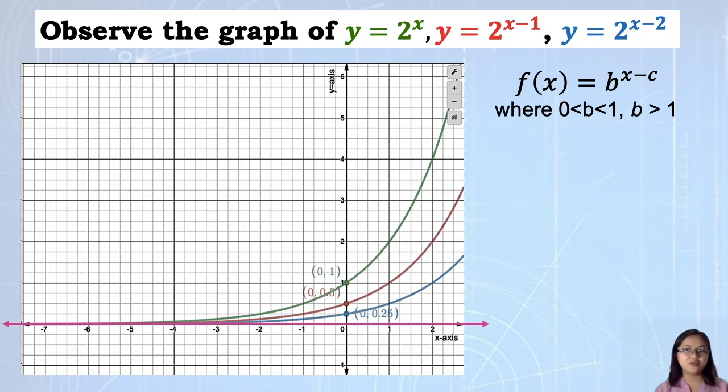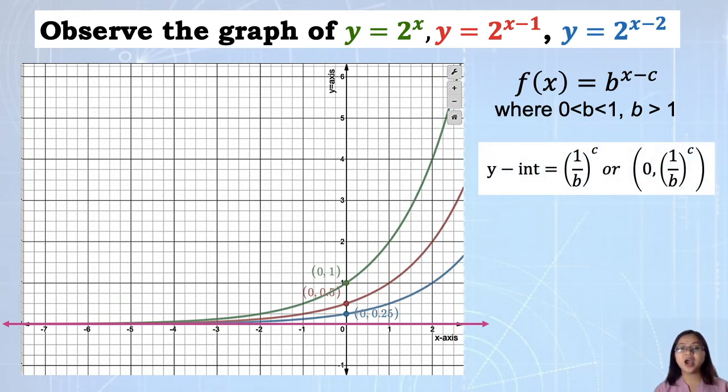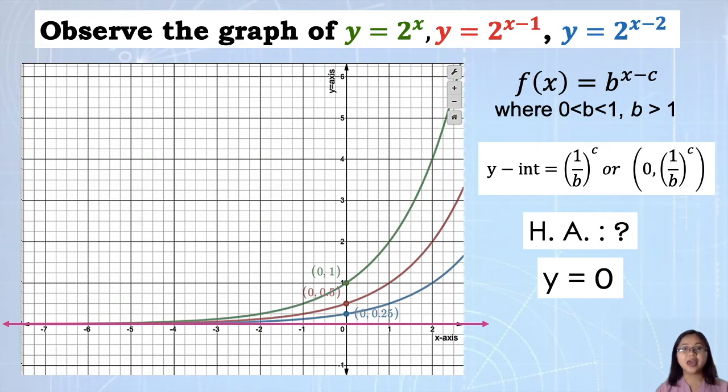So is there a 0 of the function? No, there is no 0 for this function because there is no x-intercept. So for the function model f of x is equal to b raised to x minus c, we could say that the y-intercept depends on the reciprocal of the base raised to c, or the constant that we have at the exponent. And for our horizontal asymptote, it's just the same as our parent function, which is y is equal to 0.